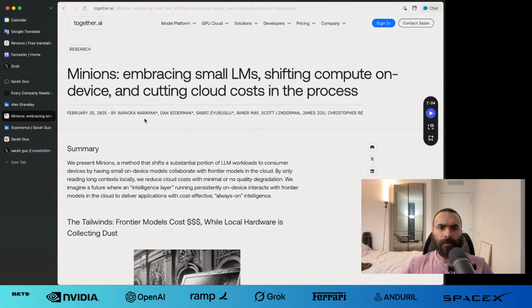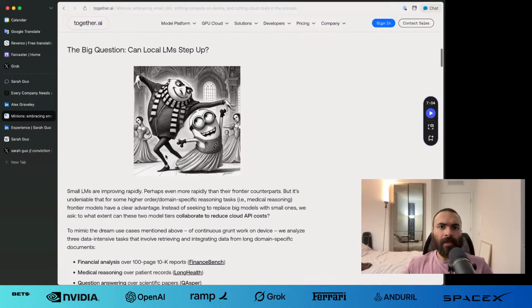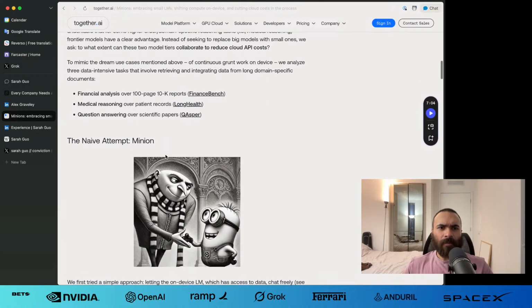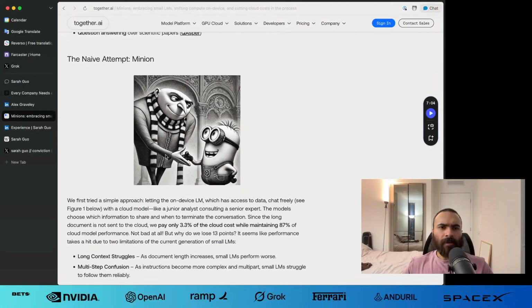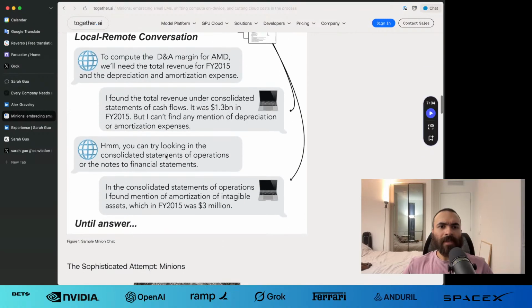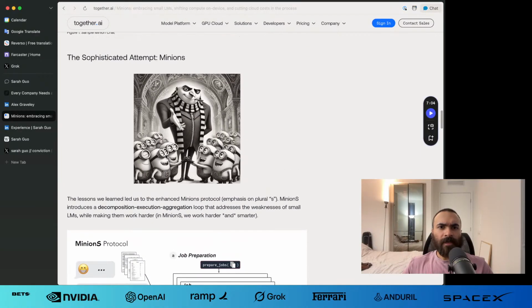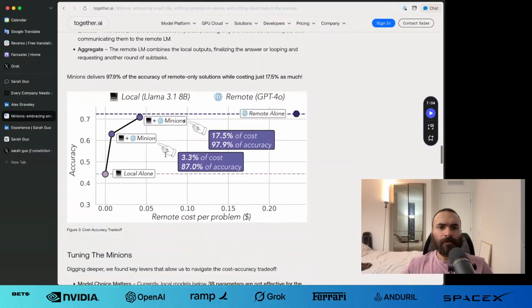Tailwinds. When was this written? February 25. Okay, so relevant. The big question: can local LMs set up the naive attempt, the Minion protocol? Minion AI. Okay, so this makes sense now. Minion. The sophisticated attempt, Minions.